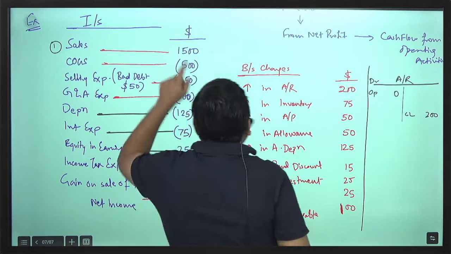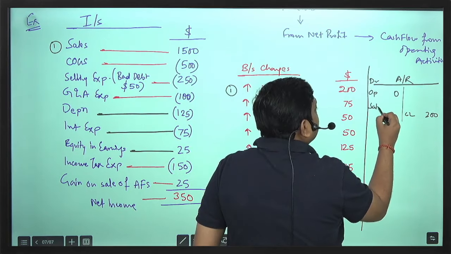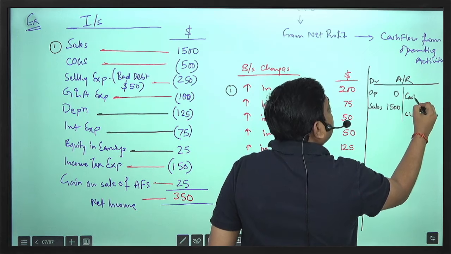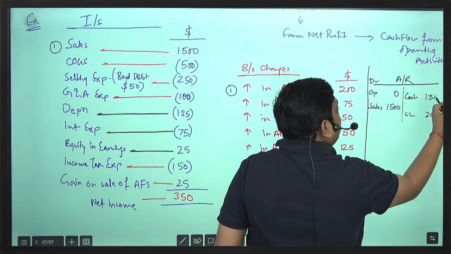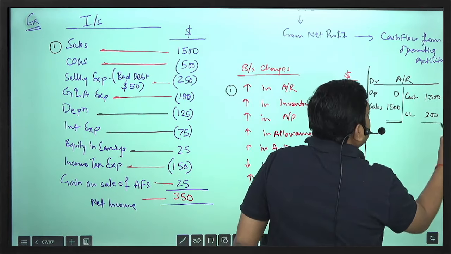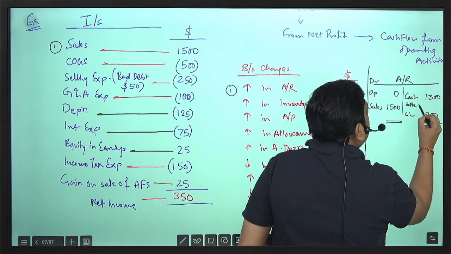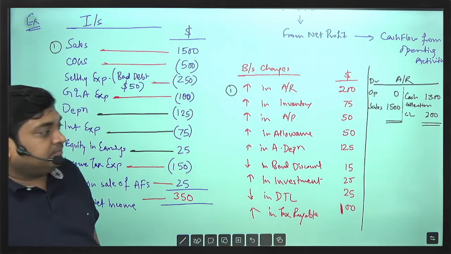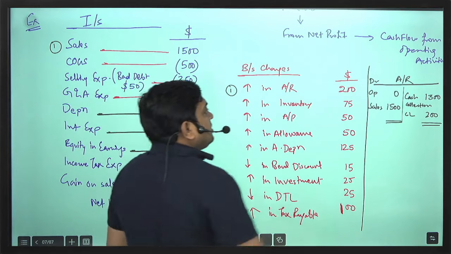Now I have a credit sale of 1500. So don't you think cash 1300 is the plug? This is what? Cash collection. So this is one done.